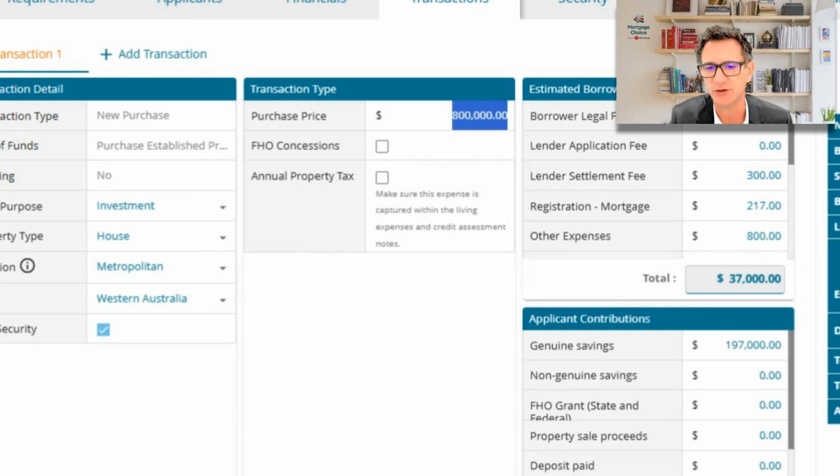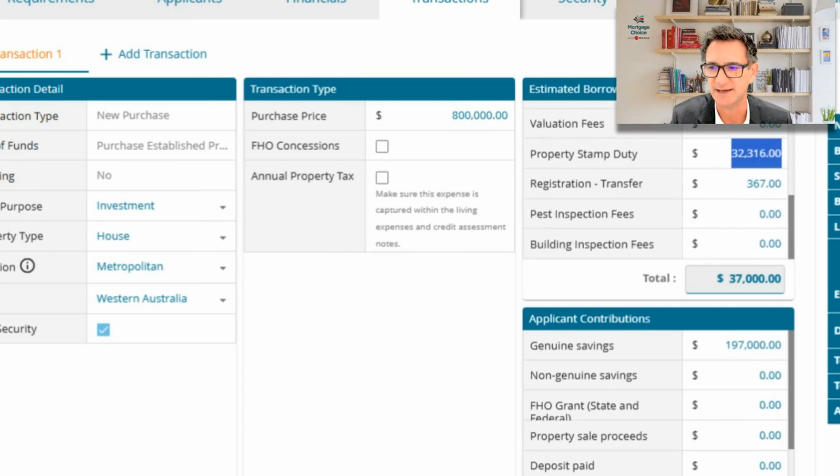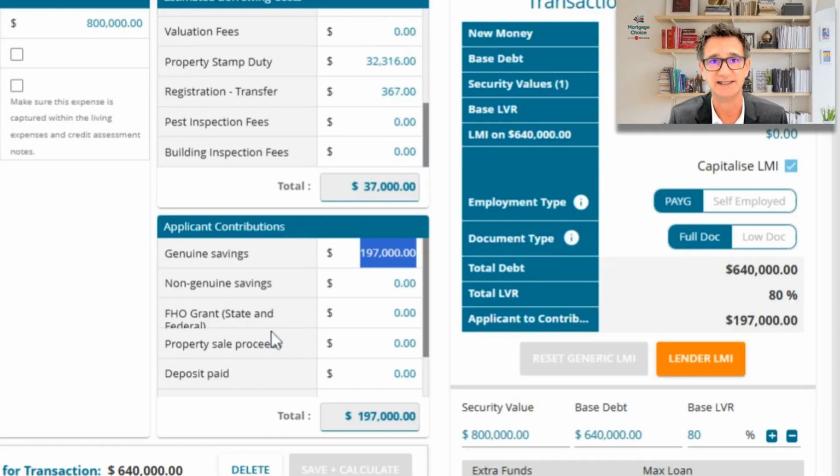We've made a note that this is an investment property and also that it's in Western Australia. Now our system generates an estimate of costs, but in particular stamp duty here. So the total costs of this $800,000 purchase will be $37,000. Now the client didn't want to pay mortgage insurance, so they've borrowed 80% of the value of this $800,000 purchase. To do that, they've taken the amount of $197,000, and that was from their loan against their existing Engadine property.